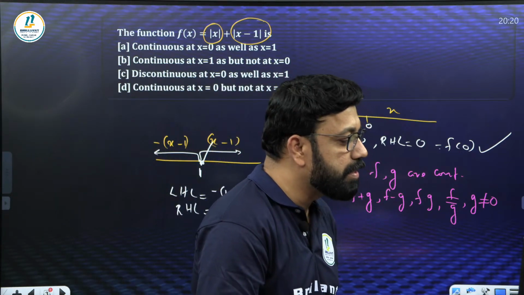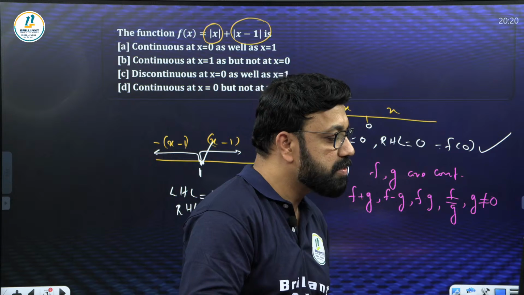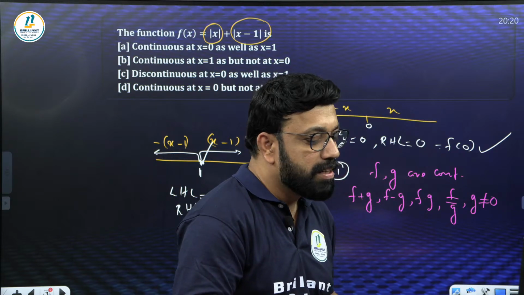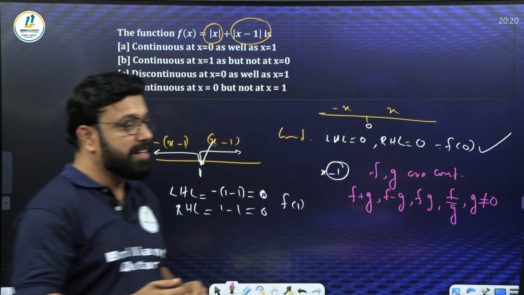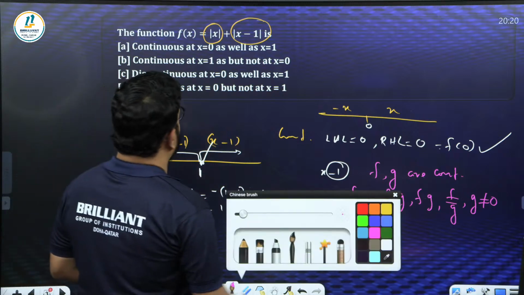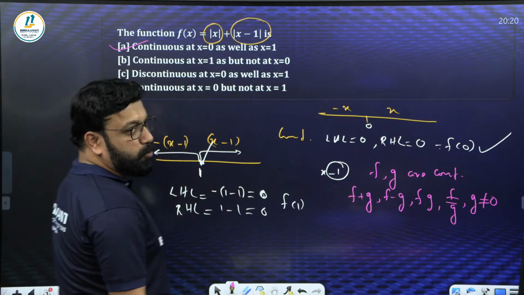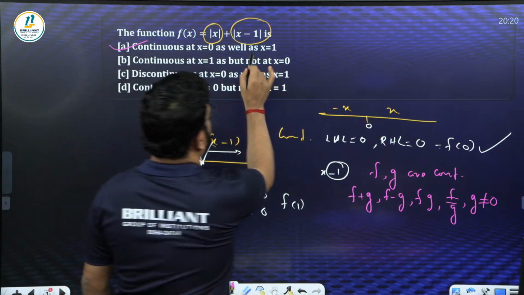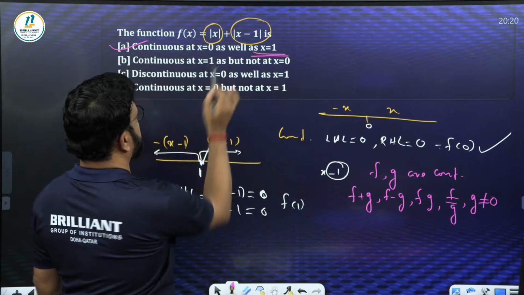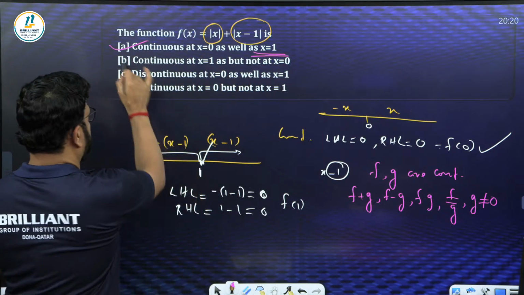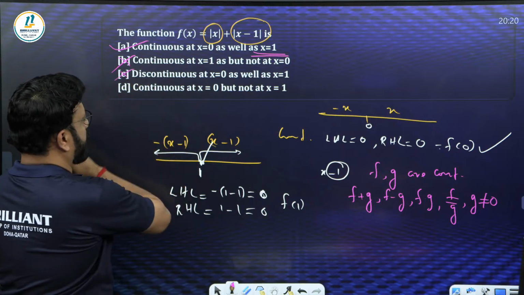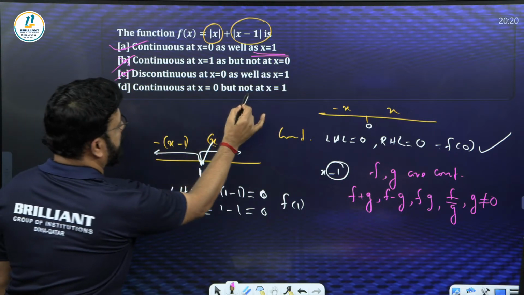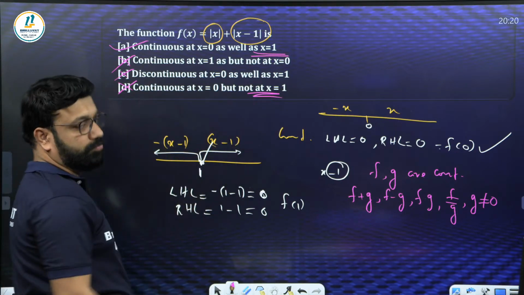Anybody is giving the answer here? Yes. Maybe given the answer here, option A is the correct answer. So, continuous at x equal to 0, it is continuous, as well as at x equal to 1. Continuous at x equal to 1 but not at x equal to 0, not correct. Discontinuous at x equal to 0, not correct. Continuous at x equal to 0 but not at x equal to 1, that is wrong.